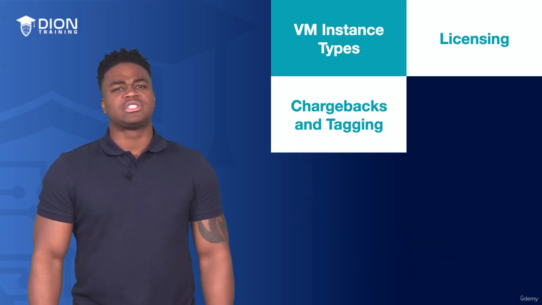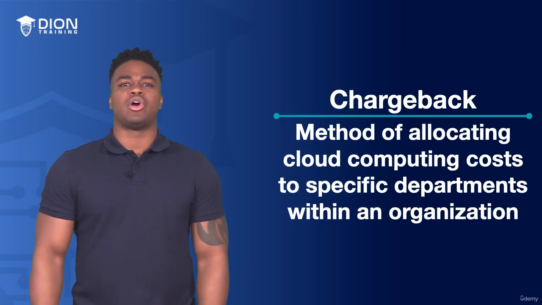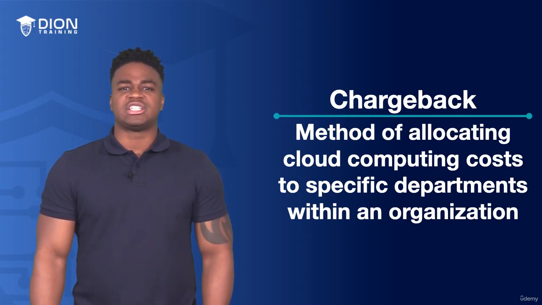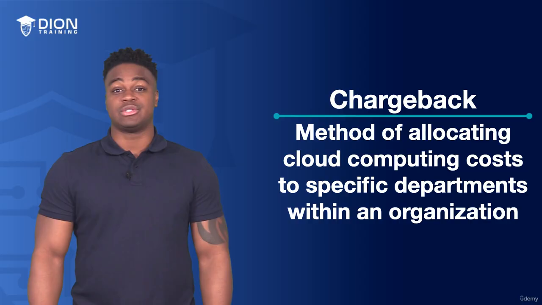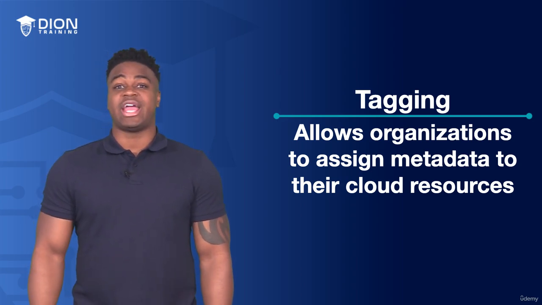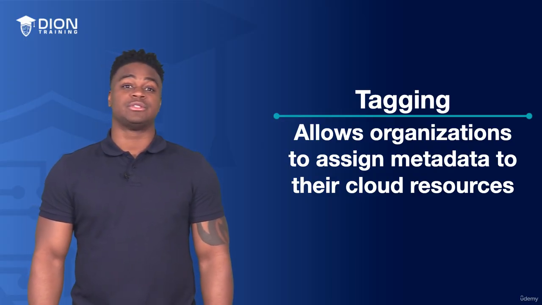Then, we will discuss chargebacks and tagging and how they are used in cloud computing. Chargebacks are a method of allocating cloud computing costs to specific departments or projects within an organization. This allows organizations to recover the cost of their cloud computing resources from the department that actually uses them, rather than relying on a central information technology budget. Tagging allows organizations to assign metadata to their cloud resources, such as virtual machines, storage, and data transfer, which can be used to categorize and track the cost of each resource.